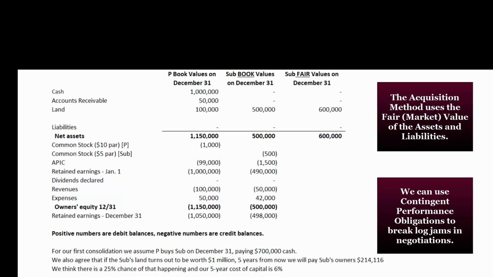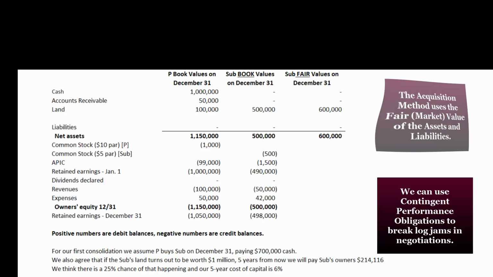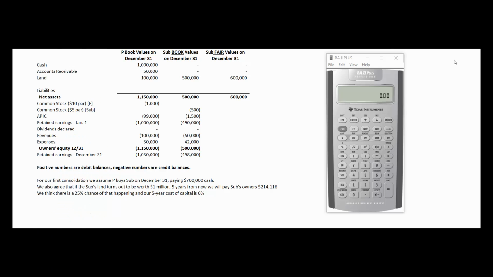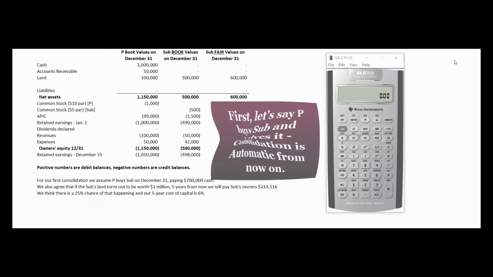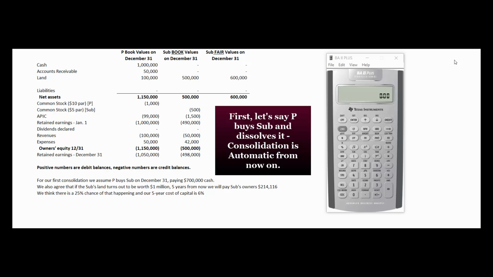And so to break a standstill in the negotiation, we said, okay, I'll tell you what. If that land is worth $1 million 5 years from now, we'll pay you another $214,116. So again, we're in the first merger scenario, if you will. We're going to buy these guys and then dissolve them. And we're going to put the assets on our books at their fair value.